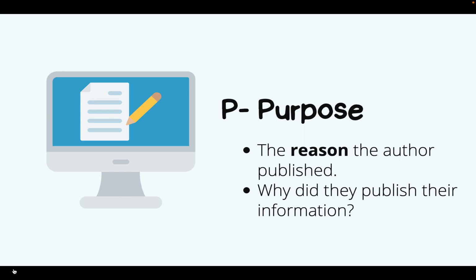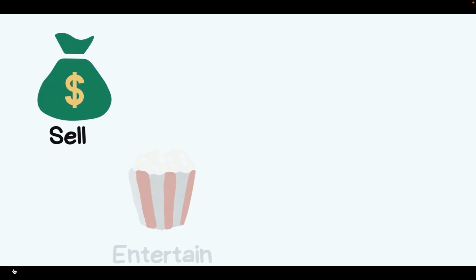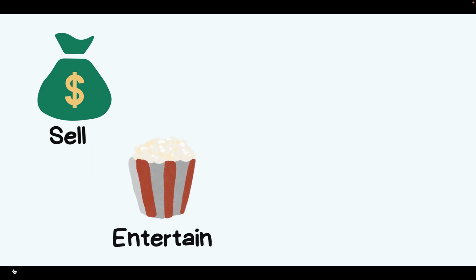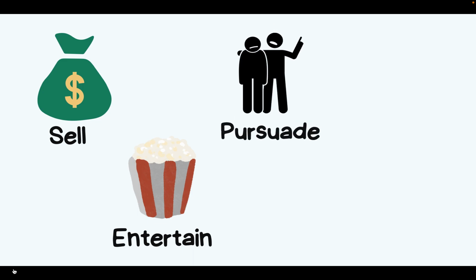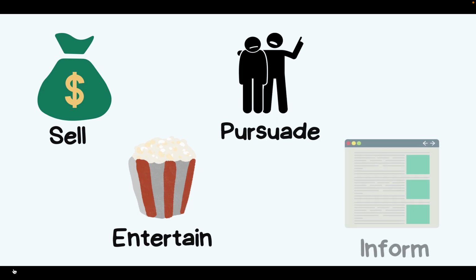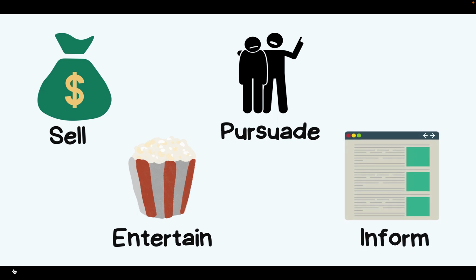There are many reasons why websites are published. Some are to sell you something, like toy websites or advertising websites. Some are to entertain you, like social media or streaming services. Some are trying to persuade you, like blogs or some political websites. And others, hopefully most in our cases, are just wanting to inform you, like NASA or National Geographic.